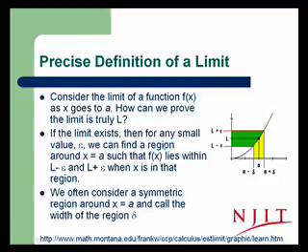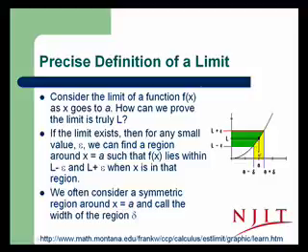On today's show, we'll discuss the precise definition of a limit. Consider the limit of a function f of x as x goes to a, and suppose that limit is L. How can we prove that the limit is truly L? If the limit exists, then for any small value, epsilon, we can find a region around x equal a, such that f of x lies within epsilon of the limit L.